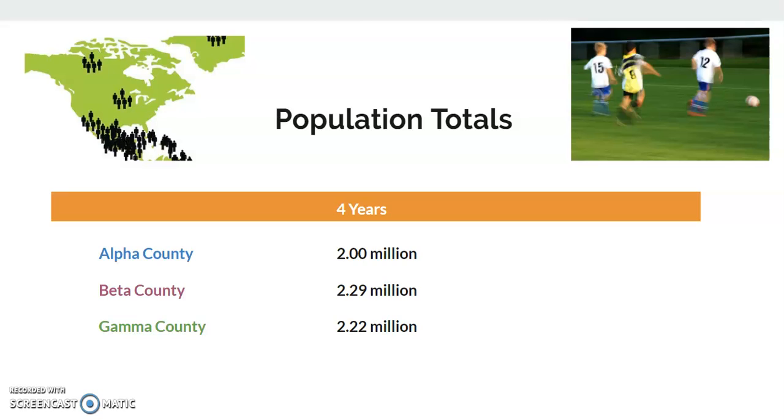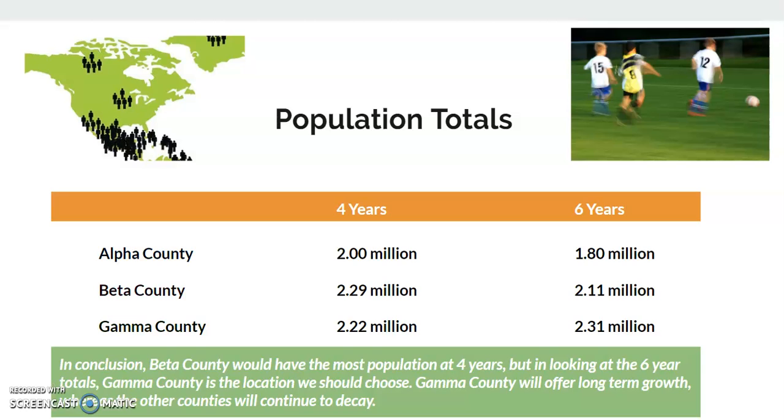So we went ahead and we figured out for 6 years just to see where they're at as well. And lo and behold, Beta County is not the one that has the most population, and it's actually declining. So we concluded that Gamma County with 2.31 has more population than the other counties, and it stands to reason that it's going to keep going up. So in conclusion, Beta County would have the most population at 4 years, but in looking at the 6-year totals, Gamma County is the location we should choose. Gamma County will offer long-term growth, whereas the other counties will continue to decay.